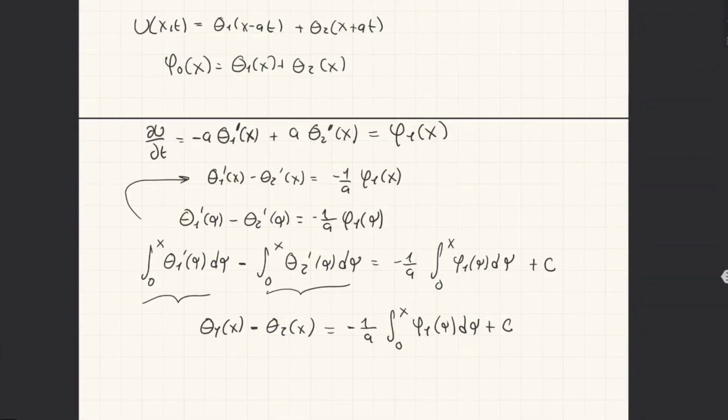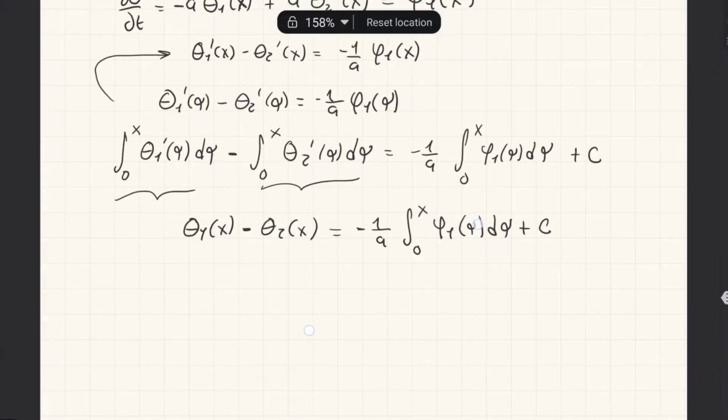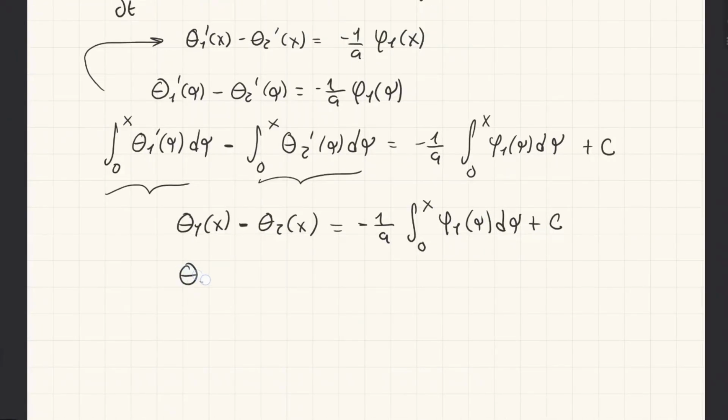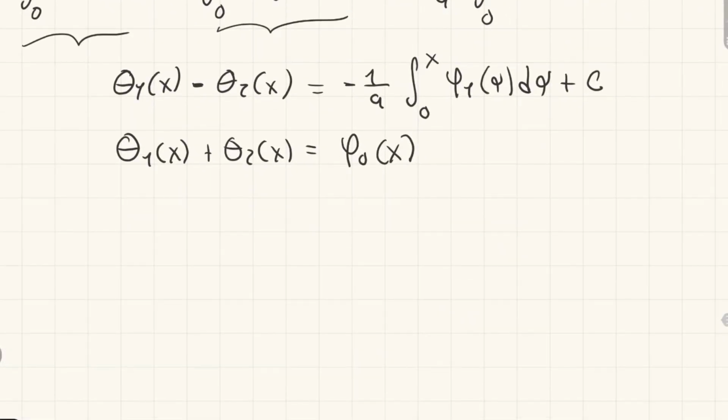Perfect. But we have found that theta 1 of x plus theta 2 of x is equal to phi 0 of x. So let me write that here. Theta 1 of x plus theta 2 of x is equal to phi 0 of x. Okay, so as you can suspect, we are going to subtract and then sum these two equations to get some results, right?